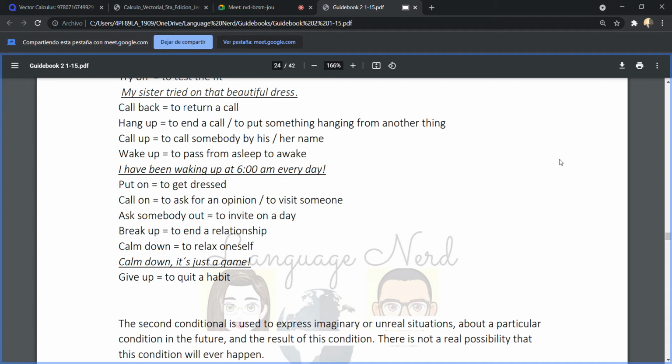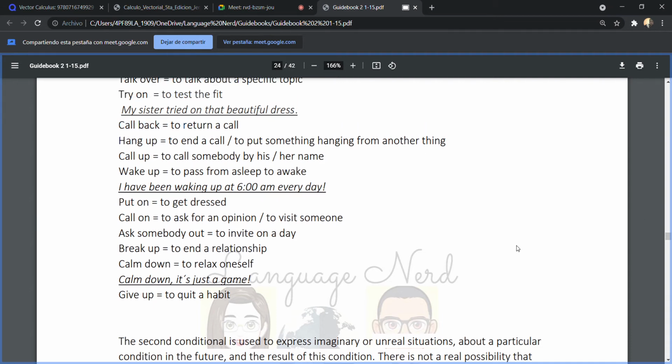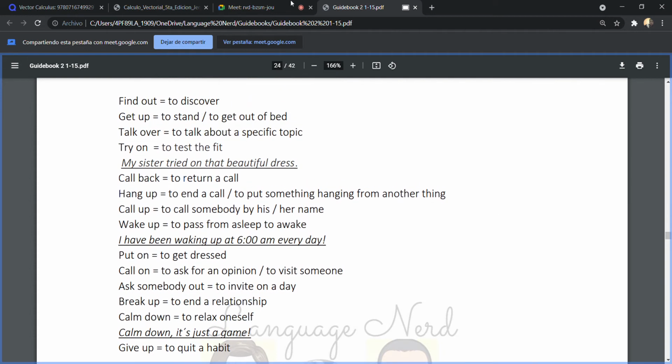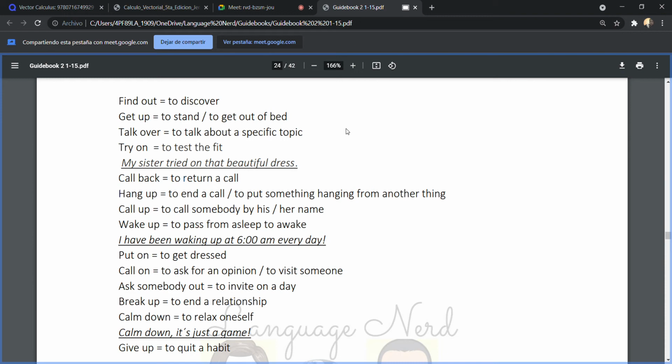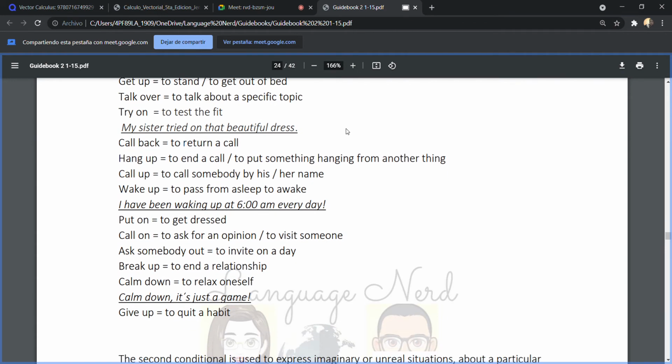¿Ok? ¿Tienen dudas hasta aquí de cómo van funcionando los phrasal verbs? ¿O vamos bien? Vamos bien. Yep, ok. What about the others? Is everything okay, guys? Teacher, ¿sí se lo va a mandar? Yes, I'm going to send it.